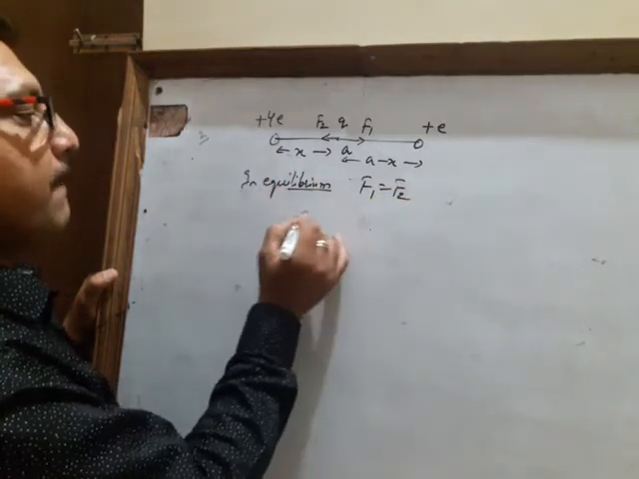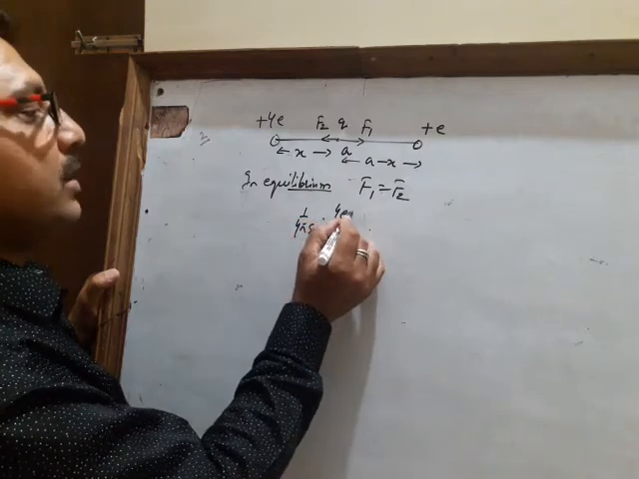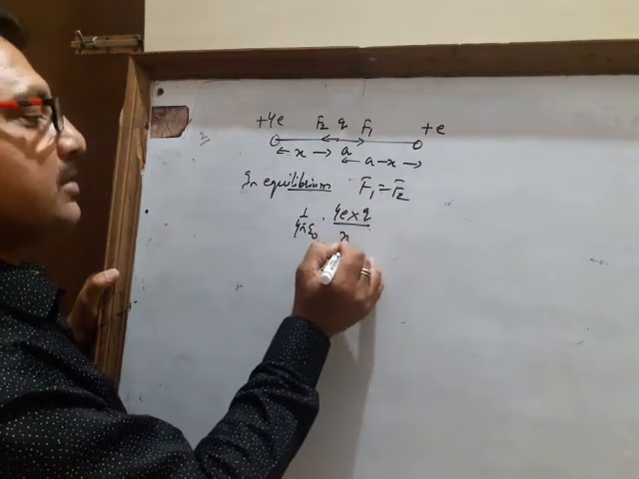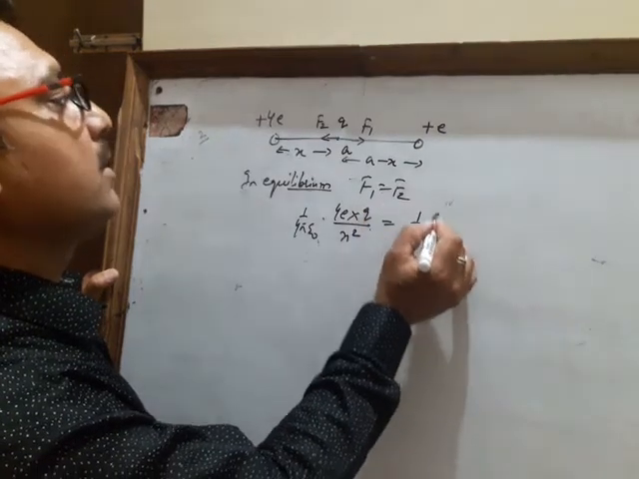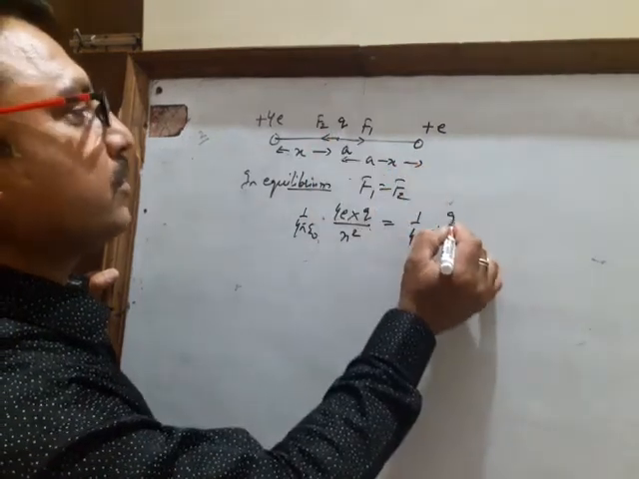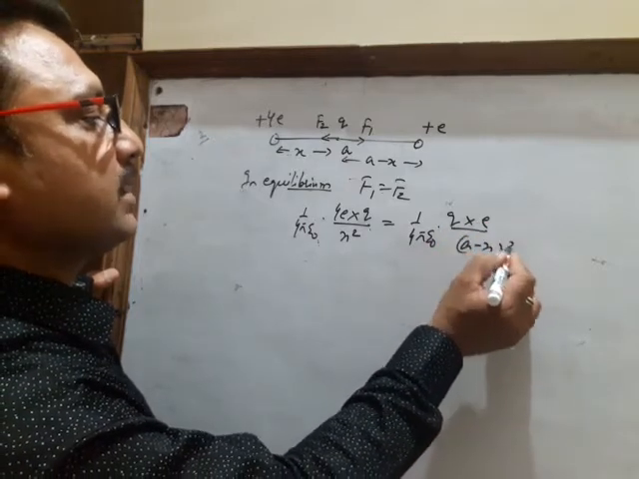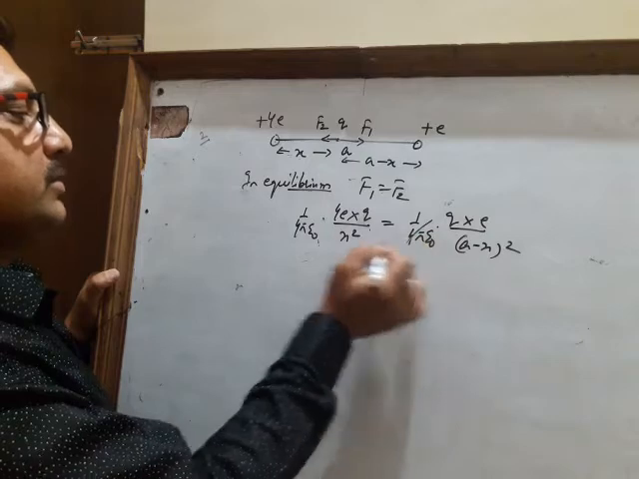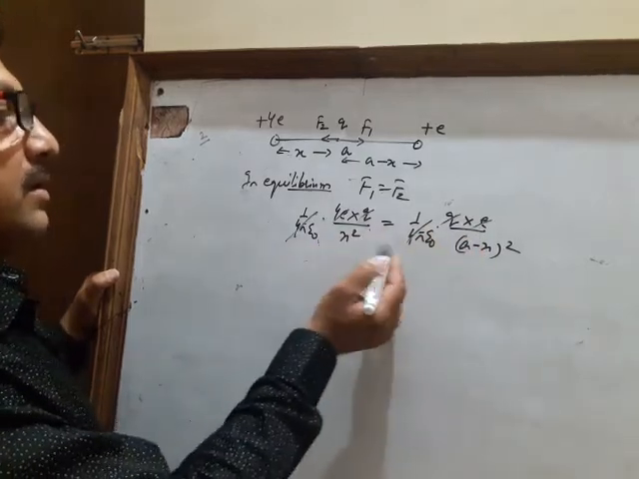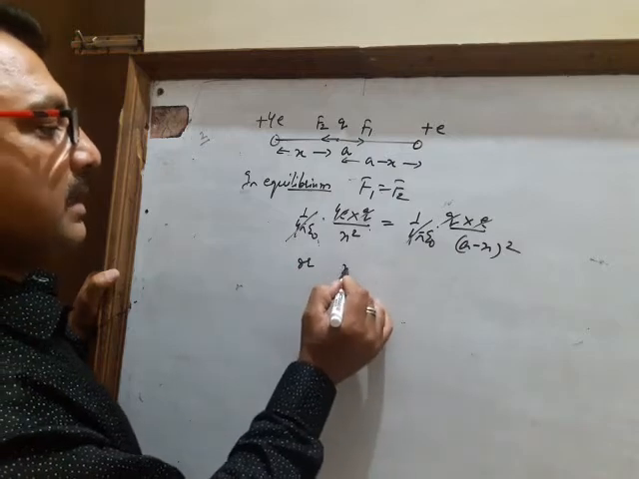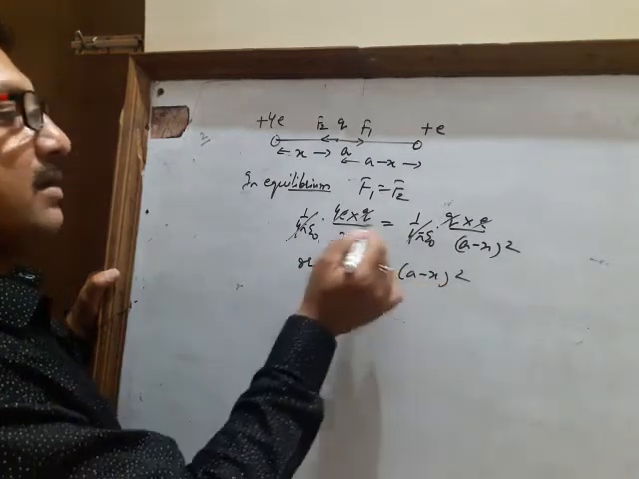What is F1? 1 by 4 pi epsilon naught, 4e into Q upon x square. This must be equal to 1 by 4 pi epsilon naught into F2, which is Q into e upon (a minus x) whole square. You can solve this. Q and e cancel out, or you can say x square equals 4 into (a minus x) whole square. This much you get.